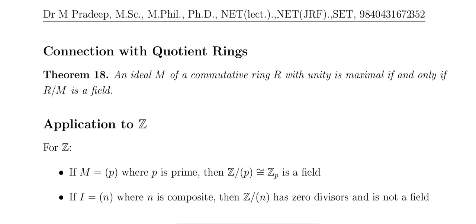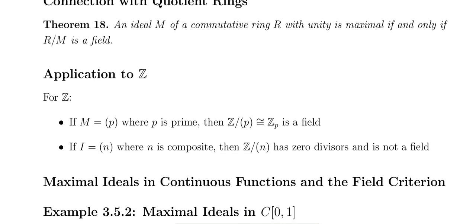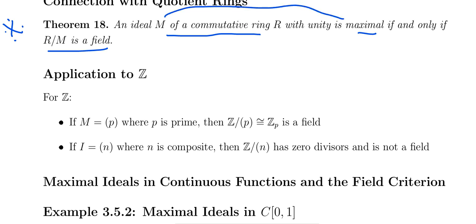Connection with the quotient ring: an ideal M of a commutative ring R with unity is maximal if and only if R by M is a field. It's a very important one, an idea asked in most competitive exams. The ideal M of the commutative ring R with unity is maximal if and only if R by M is a field.